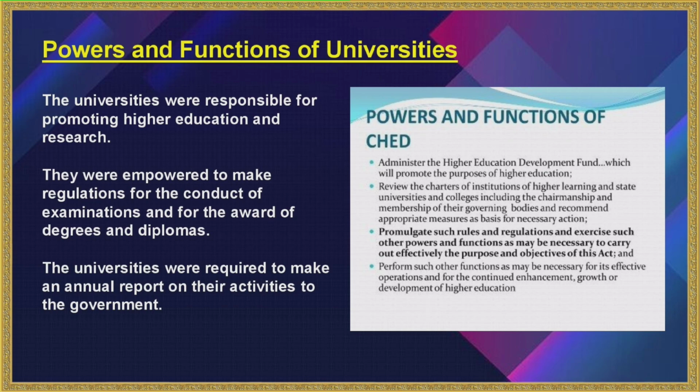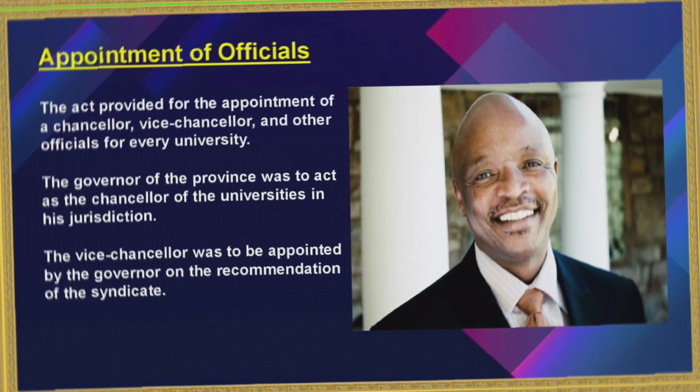Powers and functions of universities. The universities were responsible for promoting higher education and research. They were empowered to make regulations for the conduct of examinations and for the award of degrees and diplomas. The universities were required to make an annual report on their activities to the government.